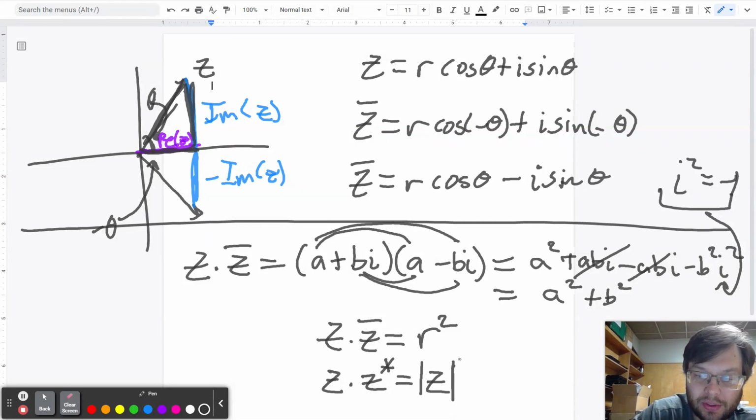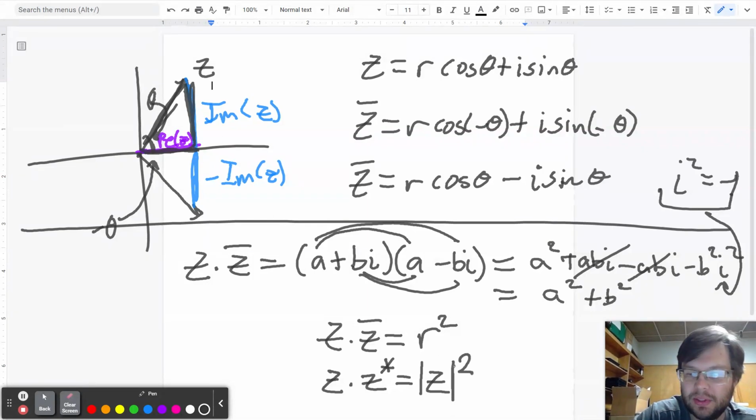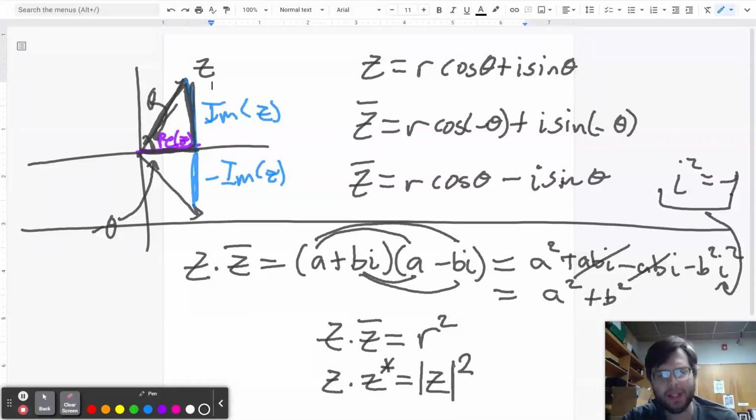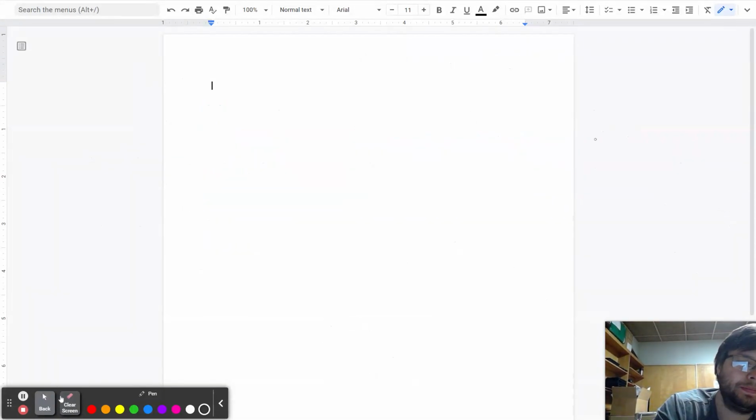But it's not just equal to the absolute value. It's the absolute value squared. Okay? So that's another nice thing. One last thing about complex conjugates that's really nice comes from the quadratic formula. So if you've got a quadratic formula, you're saying all this fun stuff.